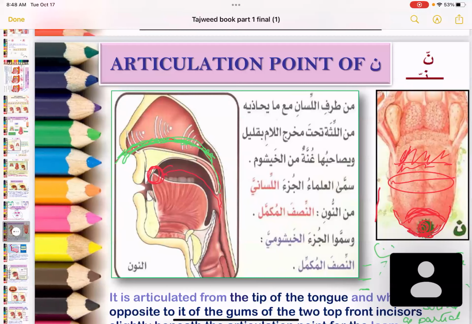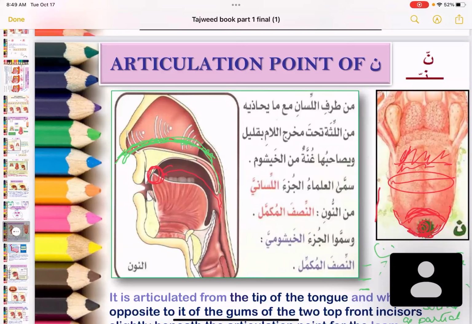Today's topic is on the articulation point of the letter Noon. Noon is a letter from two areas. It's the tip of the tongue letter along with the area that is the near edge of the tongue, the top edge of the tongue. So there are two areas of the tongue that are involved in the articulation of Noon: the tip of the tongue along with the upper surface of the tongue, which is the edge of the tongue.